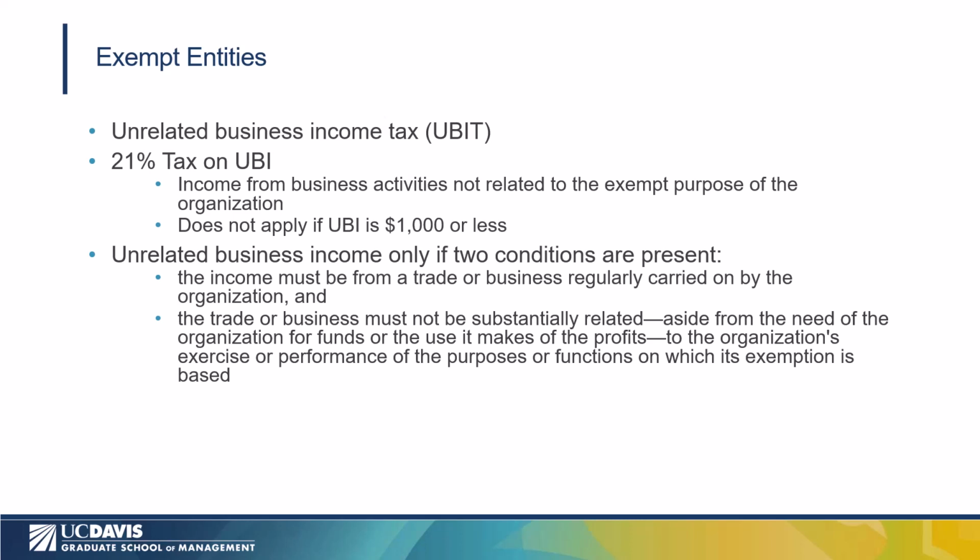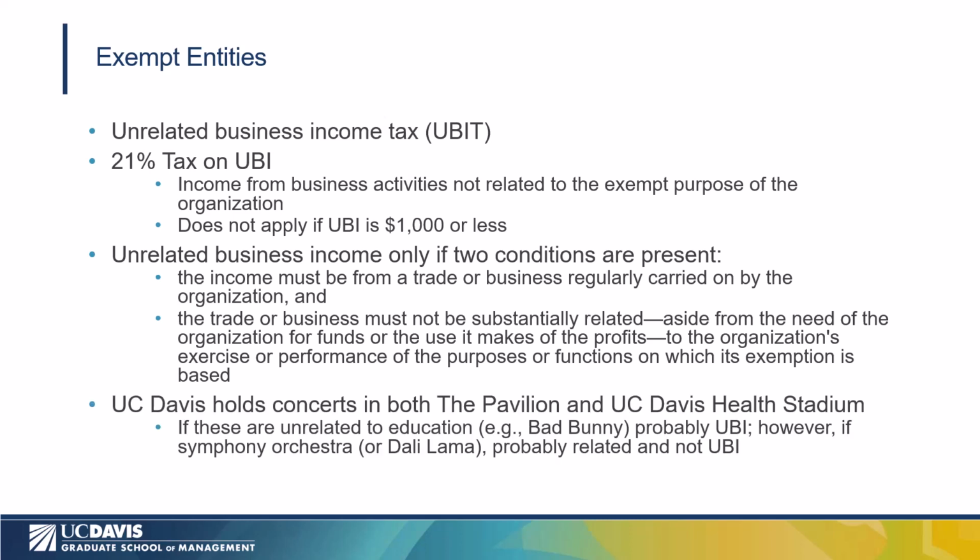So unrelated business income is only around if two conditions are present. The income must be from a trade or business regularly carried on by the organization, and the trade or business must not be substantially related, aside from the need of the organization for funds or the use it makes of the profits, to the organization's exercise or performance of the purposes or function on which the exemption is based. Basically, it must not be substantially related except for making funds. So let's deal with what that means. Let's say UC Davis holds concerts in both the Pavilion and in UC Davis Health Stadium.